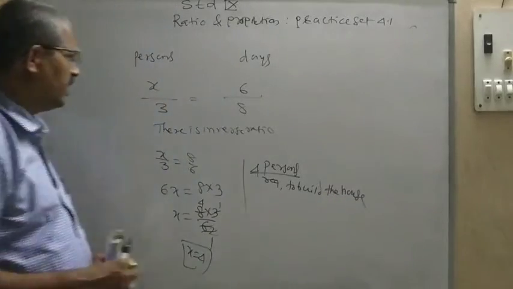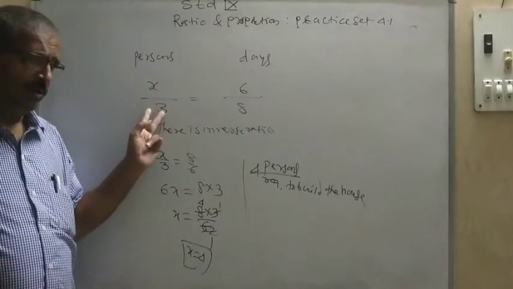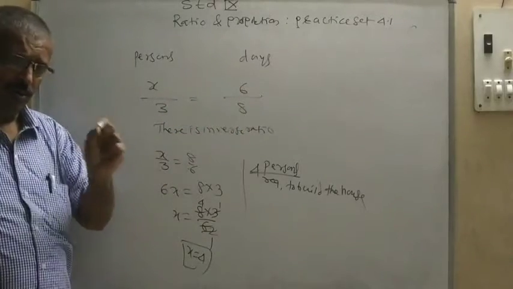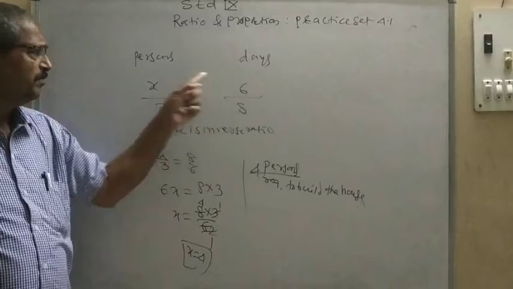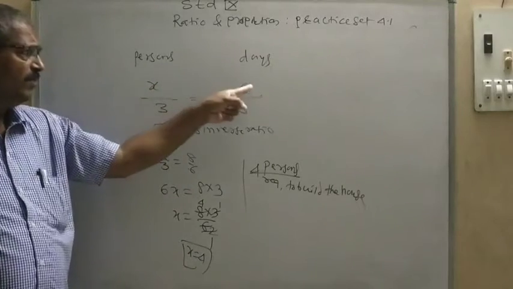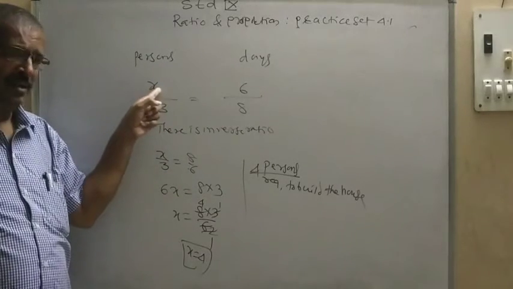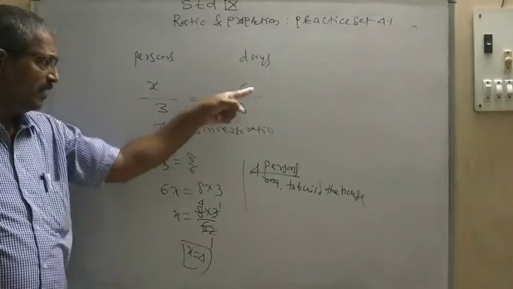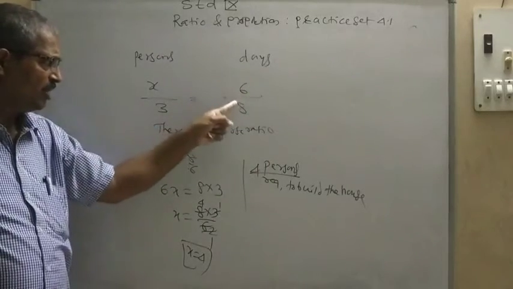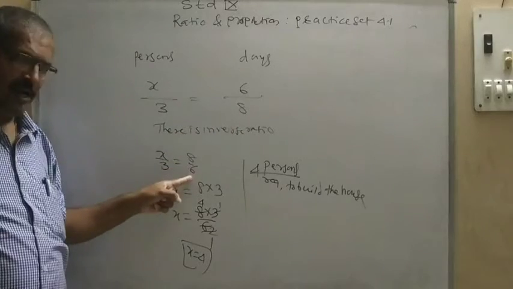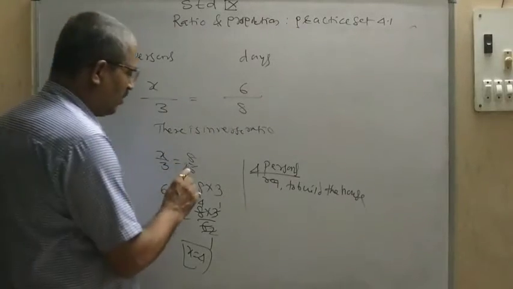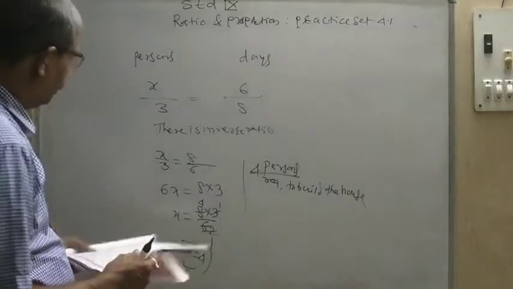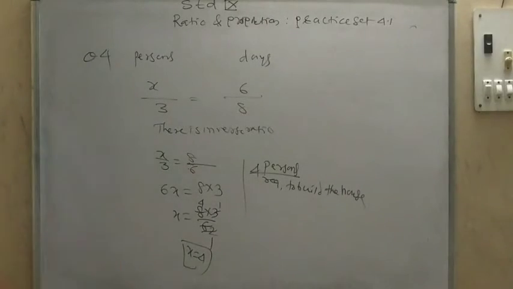Once again, there are 3 people who take 8 days to construct the house. But we want to construct this house in 6 days. Means this number will increase. The days are reduced and the other one is increasing, means there is an inverse ratio. That's why, instead of 6 upon 8, I took 8 upon 6, then did cross multiplication and solved. This is question number 4.